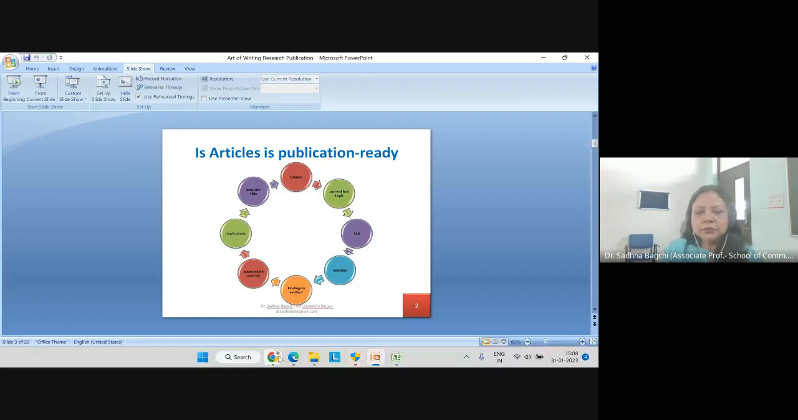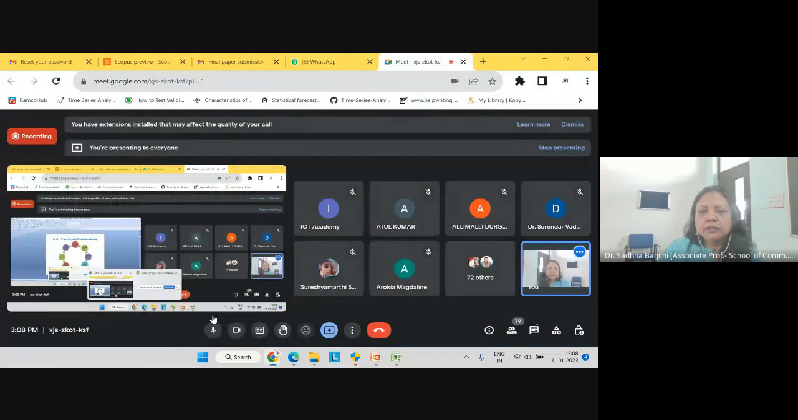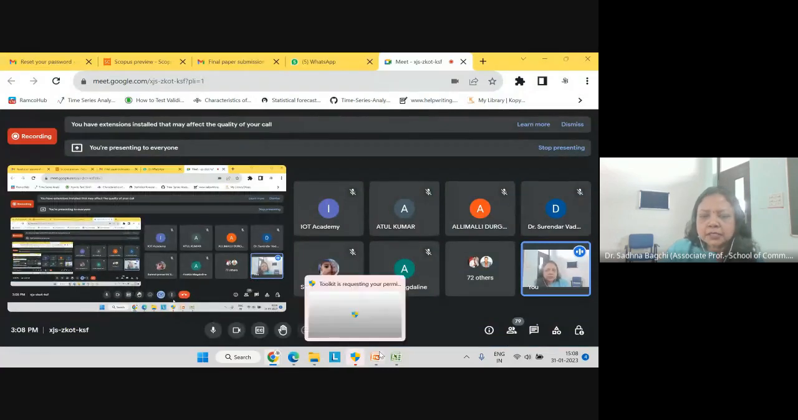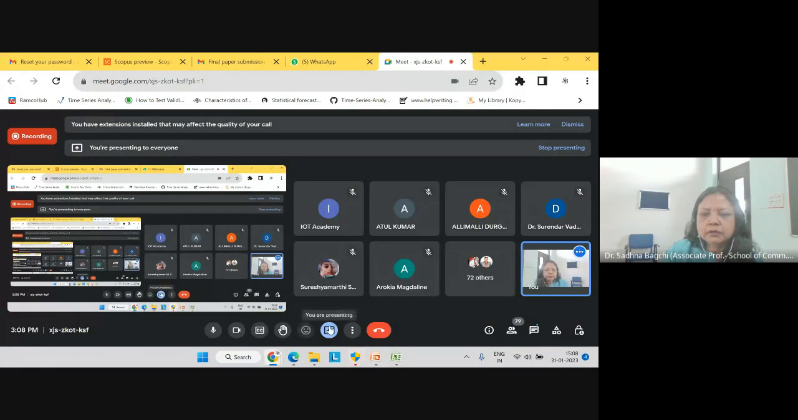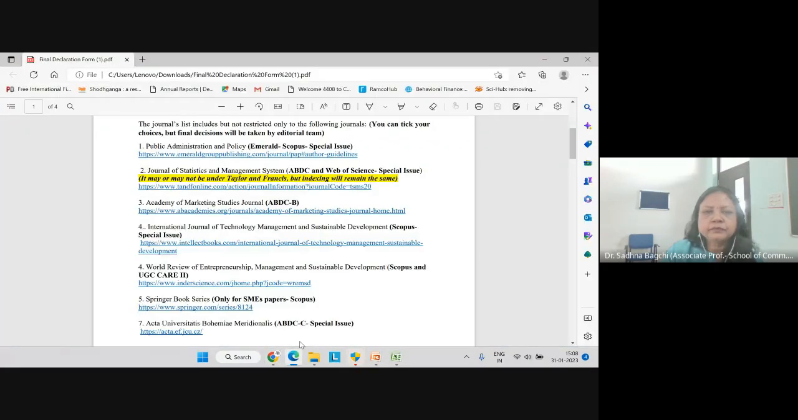And so for completing this, I'm coming back to the next part of the topic. I'm just showing you the scope of the journal. How could you select? Here I'm showing a sample journal, and this is how you can check the scope.